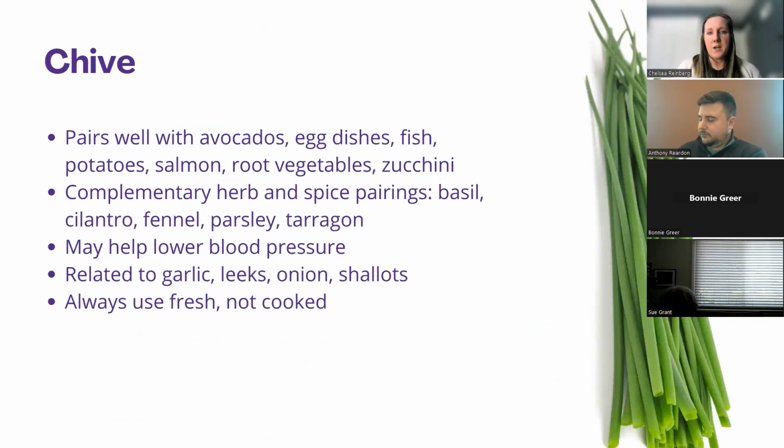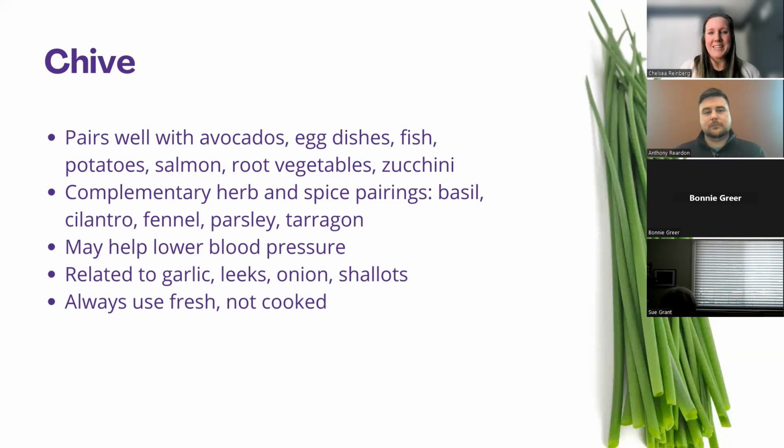The next one is chive. This pairs really well with avocados, egg dishes, fish, potatoes, salmon, your root vegetables, and your zucchini. It is related to garlic, leeks, onion, and shallot, so it's going to have kind of that similar profile. People tend to like this in dishes because it's not quite as strong and it still provides a little bit of that flavoring.